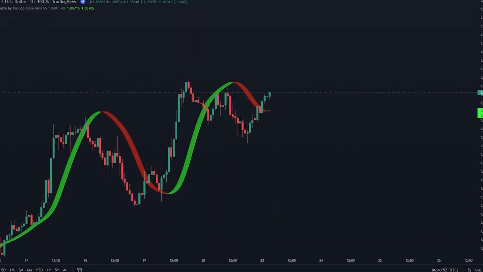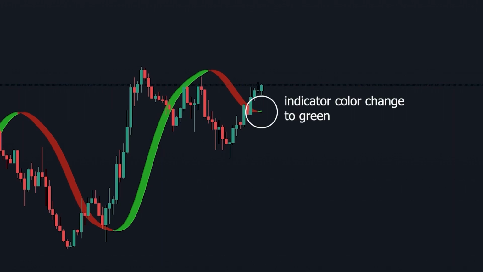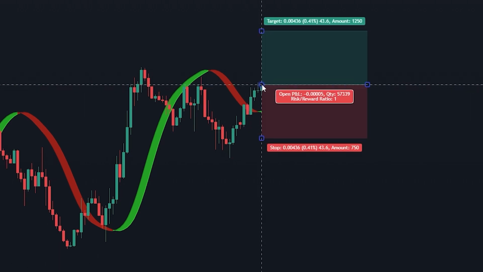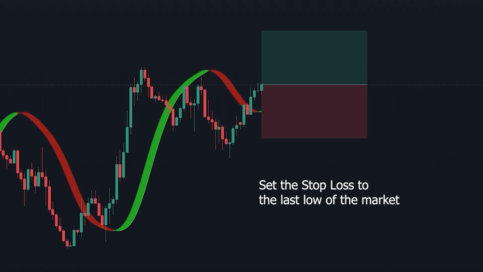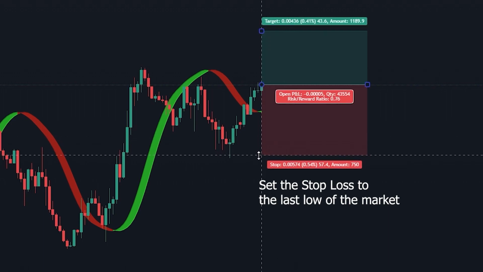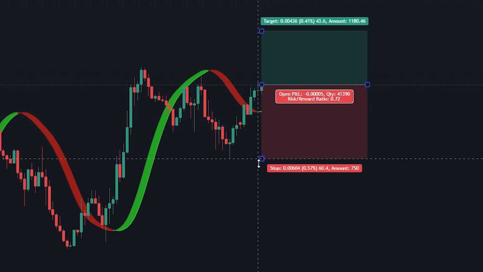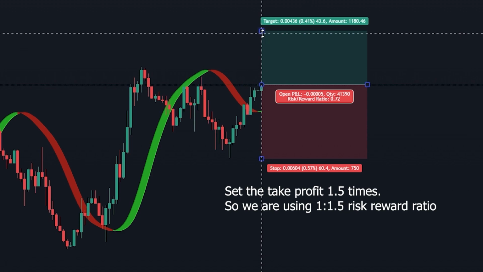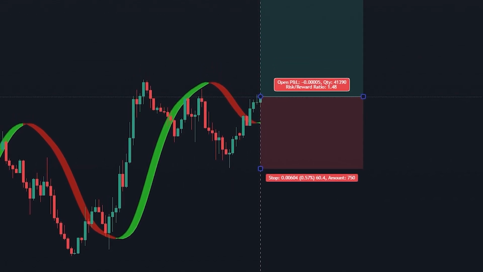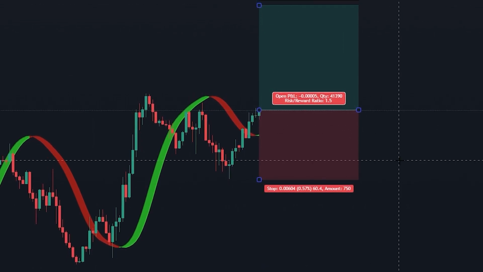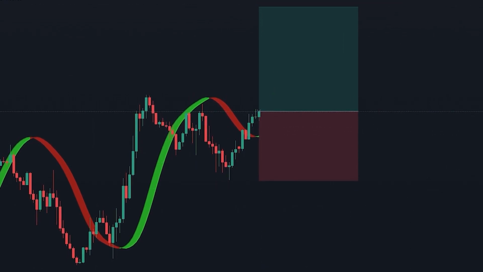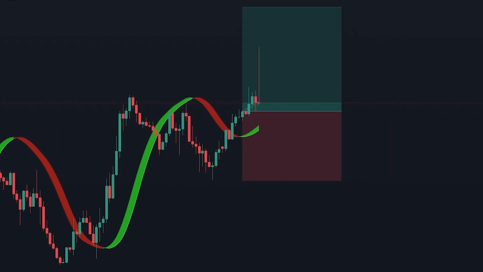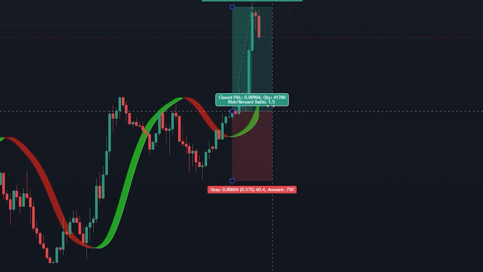Now you can see in the chart. The Hull Suite Indicator color changes from red to green. We can go for a buy or long transaction. Set the stop loss to the last low of the market. Set the take profit 1.5 times, so we are using 1 to 1.5 risk-reward ratio. Let's see how this trade turns out. This trade hit the take profit level.